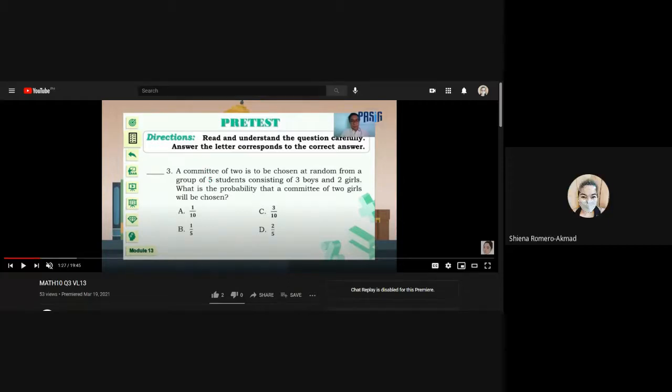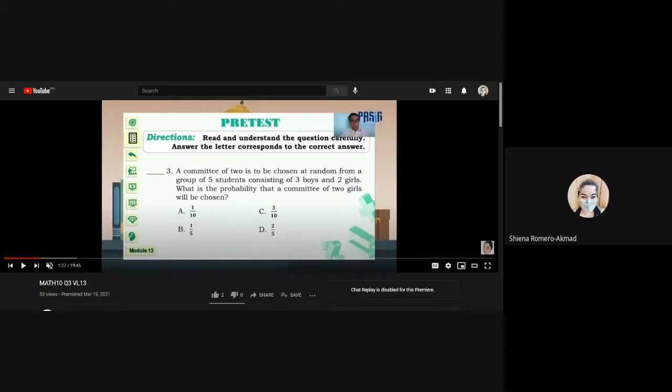Since it is combination, we have to use a combination notation to solve this. So if we form a committee consisting of 2 people, and we have 3 boys and 2 girls, what is the probability that the ones chosen are two girls? So let's set aside the word probability. How about the 2 girls being chosen? What will be our combination notation for that?